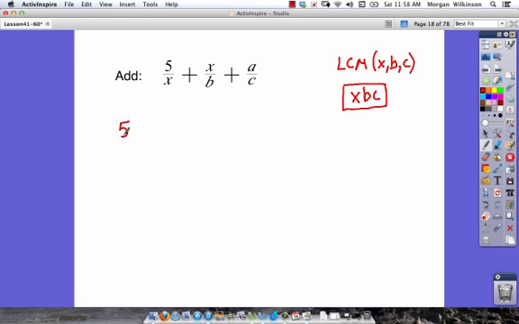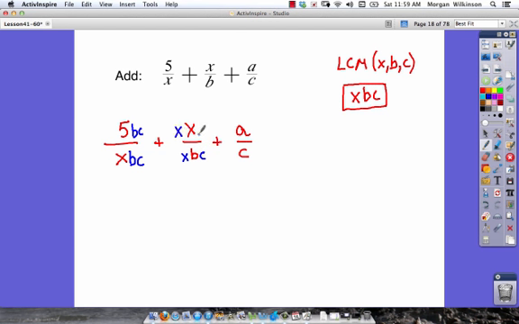Let's rewrite. We're going to get 5 over x, and we're going to leave some room, plus x over b, plus a over c. Now the least common multiple must be xbc. So we're going to multiply the x times b and the c. What we do to the denominator, we need to do to the numerator. So we're going to multiply that by a b and a c. The b, we need to multiply that by an x and a c. So we're going to do that to the numerator as well.